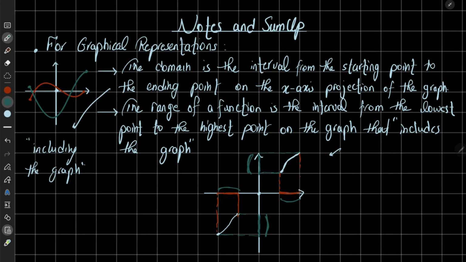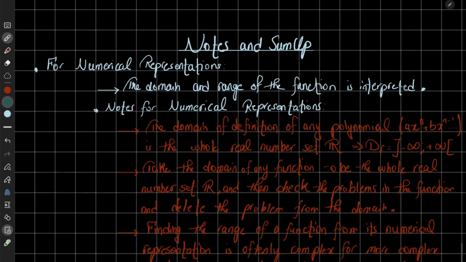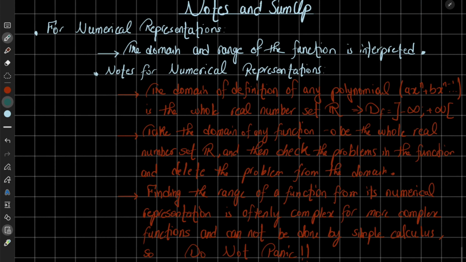So the idea of the range and the domain of a function as the interval from the starting point or the lowest point to the final point or the highest point is not so precise in all cases, because in some cases we can have gaps between the parts of a function or parts of its graphical representation. Now let's go to the numerical representation of a function. In a numerical representation, the domain and the range of a function are interpreted, and it is not as easy as in the graphical representations.